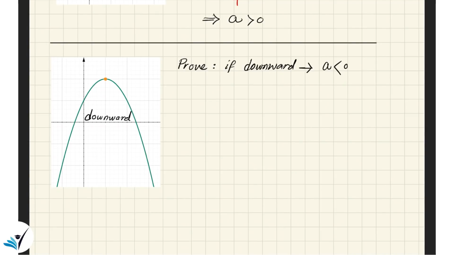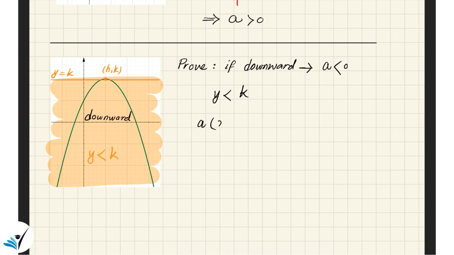This point here is the vertex of the parabola and its coordinate is h and k. This horizontal line passes through the vertex, has the equation of y equals k. And this shaded area below this line is where y is less than k. So this parabola is located in the shaded area where y is less than k. Now we substitute y for the vertex form, which is a times x minus h squared plus k less than k. Let's subtract k from both sides.